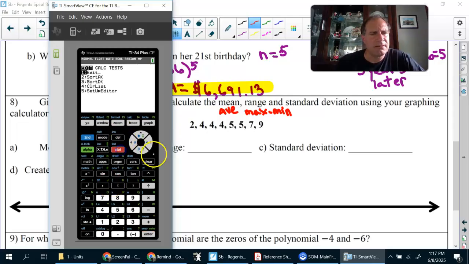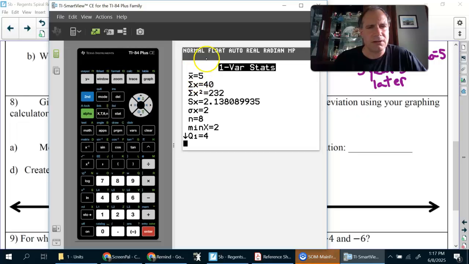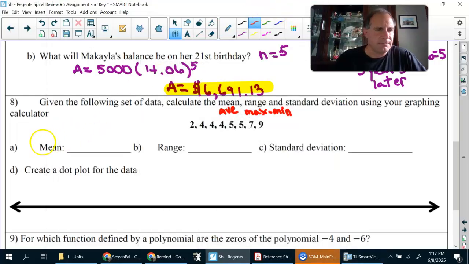Now we're going to press Stat, go over to Calc, and press 1-Var Stats, because we're not looking for the linear regression of this. We're looking for the mean, right? So the mean is 5. You see the x with the line on top? That is the mean. So I'm just going to put that up here, x with the line on top.